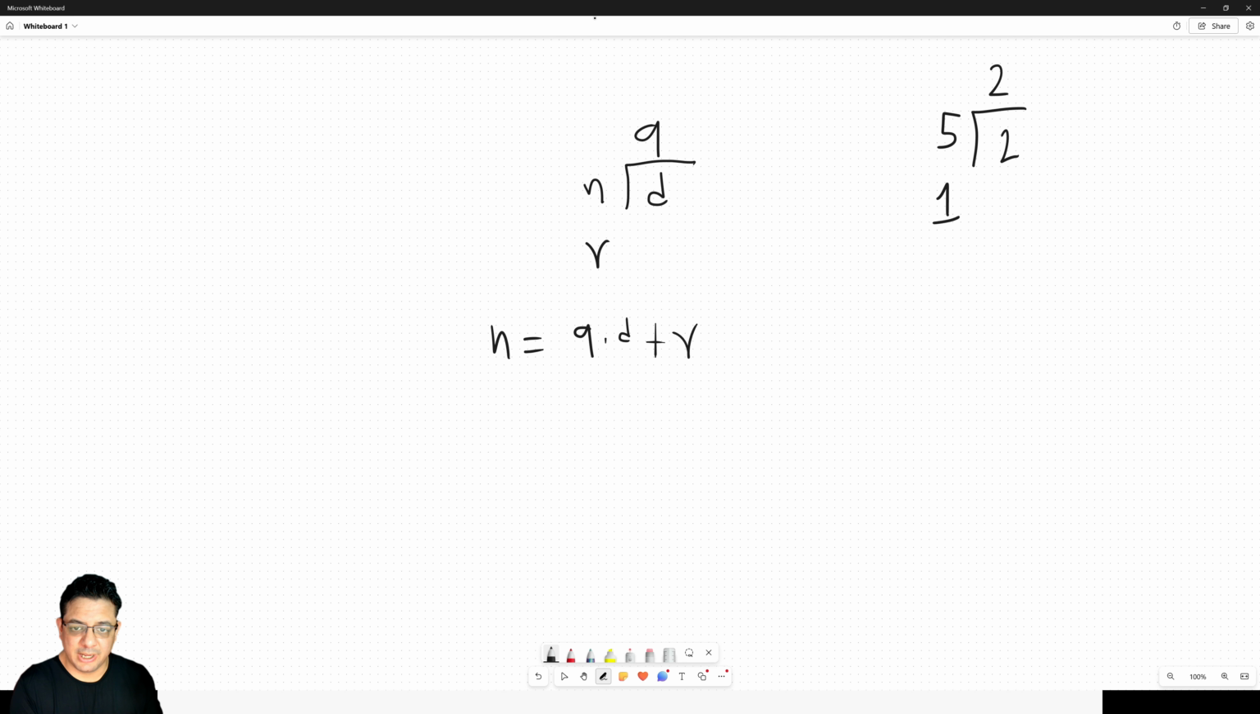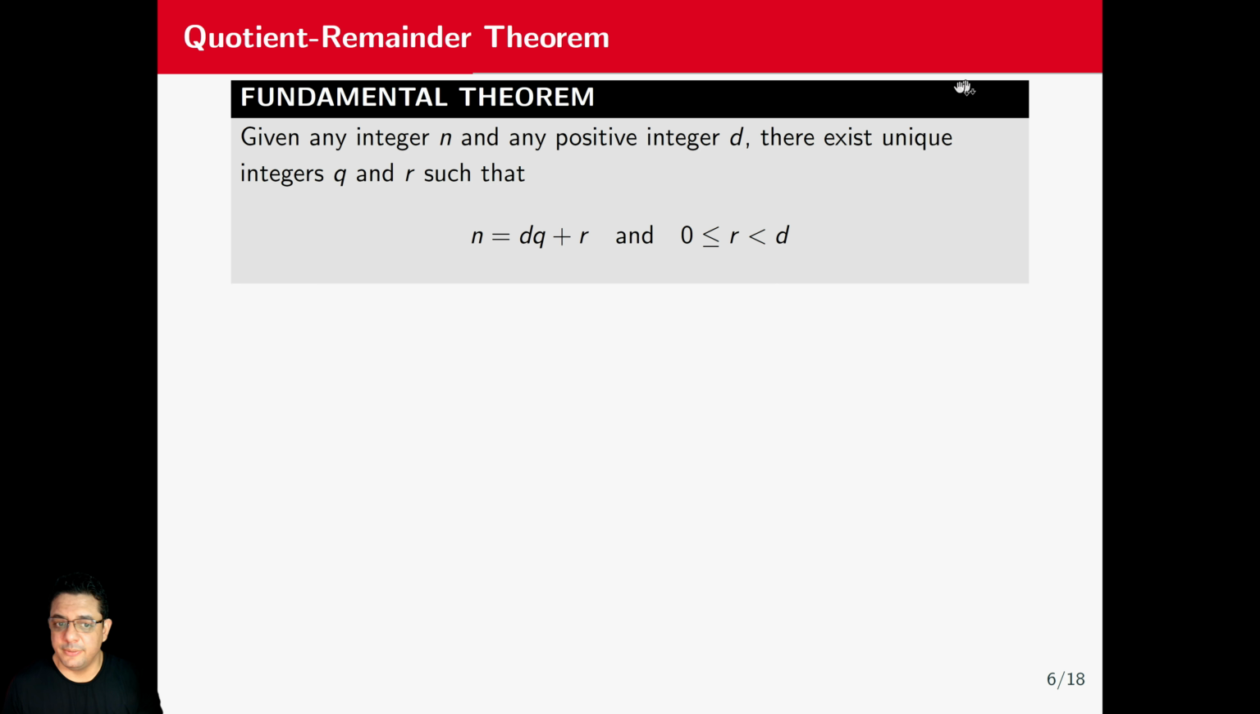So you multiply how many times d is in n, which is q, so q times d plus r, and so you have this representation, q times d plus r. In this case, with the numerical example, we have that 5 can be represented as 2 times 2 plus 1. Okay? So now let's go back to the theorem.